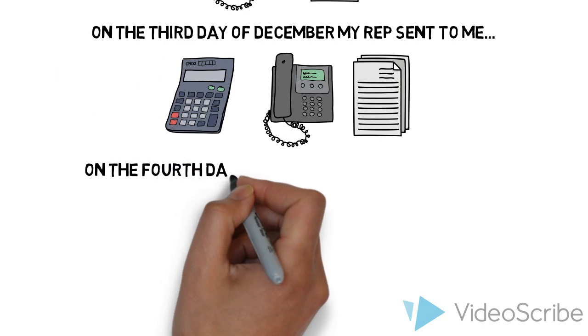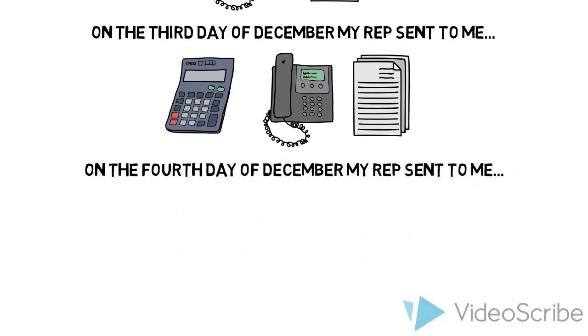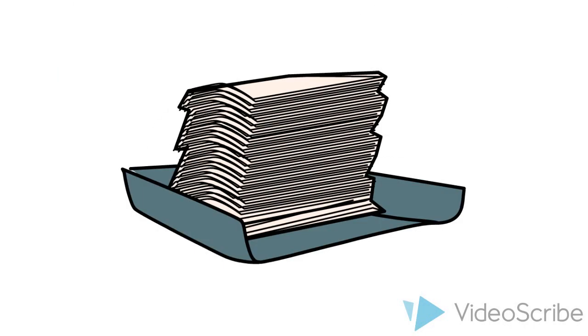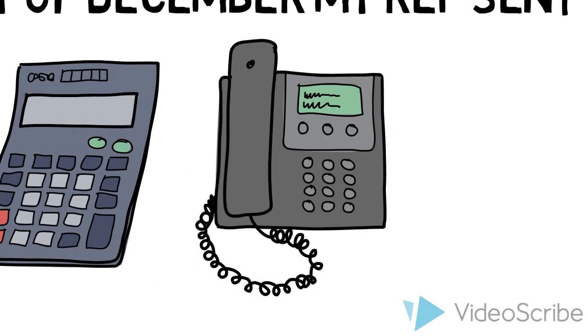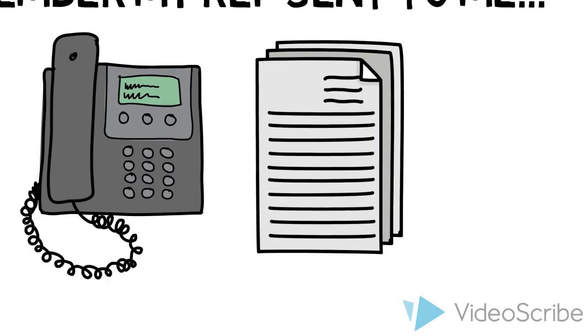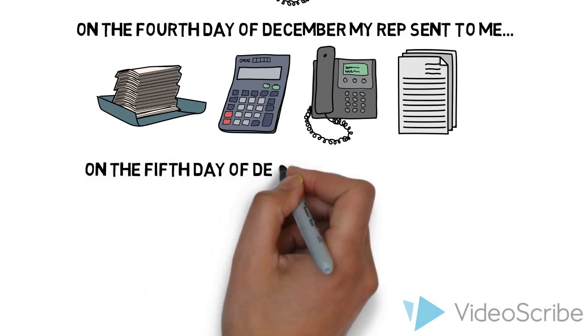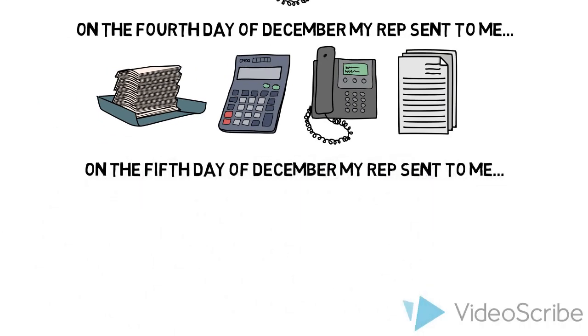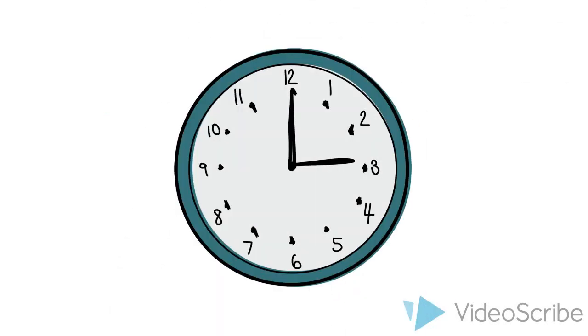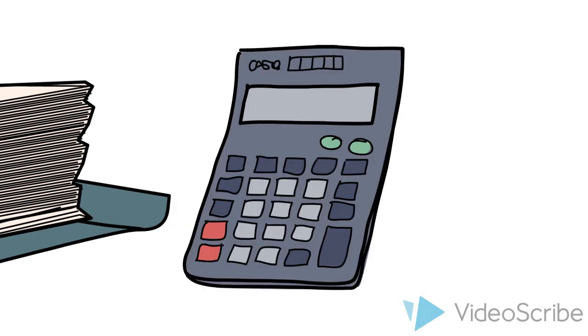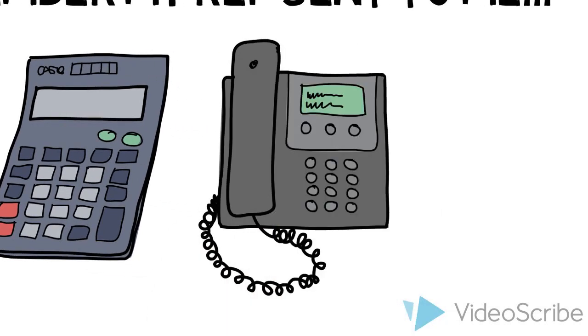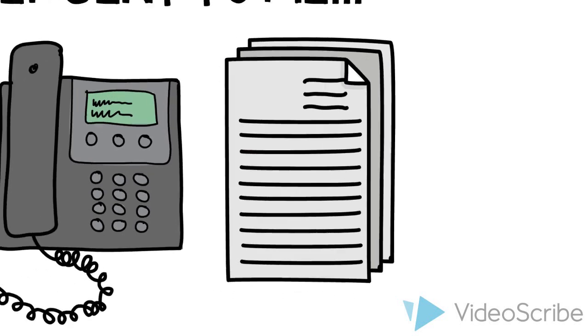On the fourth day of December, my rep sent to me, add four extra nuts, three total ports, two limit switches on the request for an order for three. On the fifth day of December, my rep sent to me five layers of paint, four extra nuts, three total ports, two limit switches on the request for an order for three.